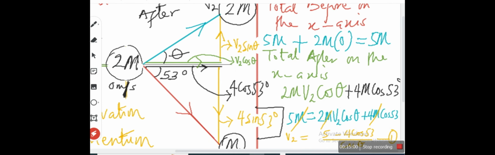Before collision, what's the total momentum on the vertical axis, on the y-axis? There's no motion in the vertical plane. The only motion you have is in the horizontal plane. So total momentum in the vertical plane, or y-axis, is 0. It is after collision that you even have a path that is vertical. Before, the entire motion is horizontal. Any motion in the vertical axis? So no motion in the vertical axis before collision.